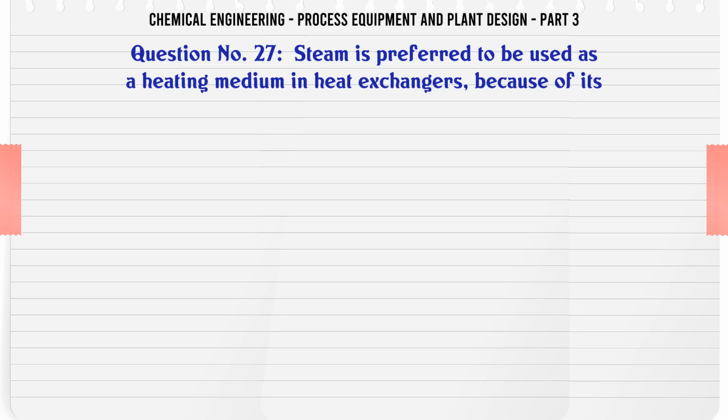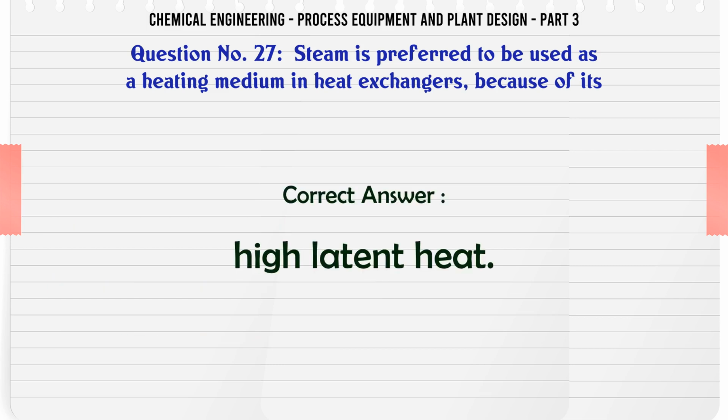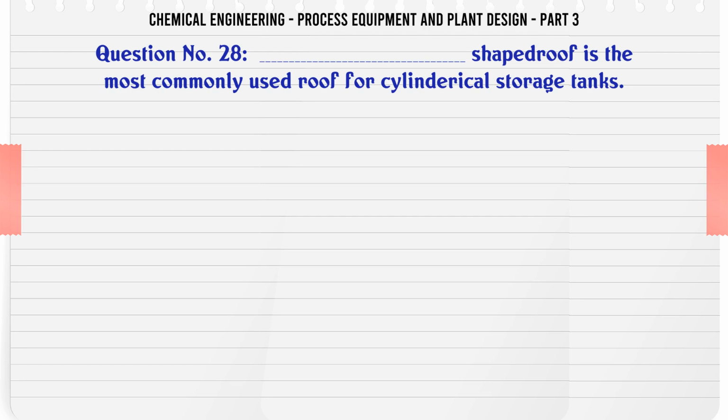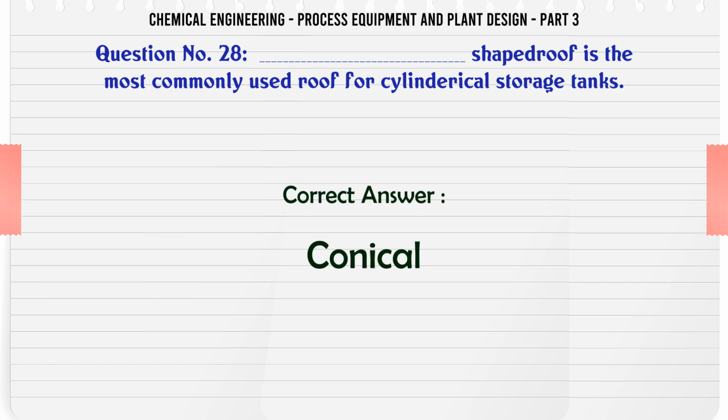Steam is preferred to be used as a heating medium in heat exchangers because of its A. Low cost, B. High latent heat, C. Non-corrosive condensate, D. High film coefficient. The correct answer is high latent heat. Shaped roof is the most commonly used roof for cylindrical storage tanks. A. Conical, B. Flat, C. Dome, D. Umbrella. The correct answer is conical.